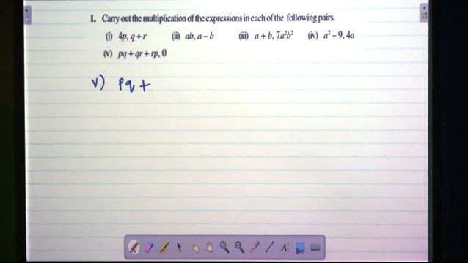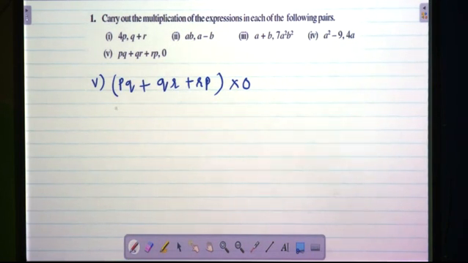pq plus qr plus rp in one bracket multiplied by 0. Now, we know very well that if we multiply by 0 to any value or any variable, the answer is 0.